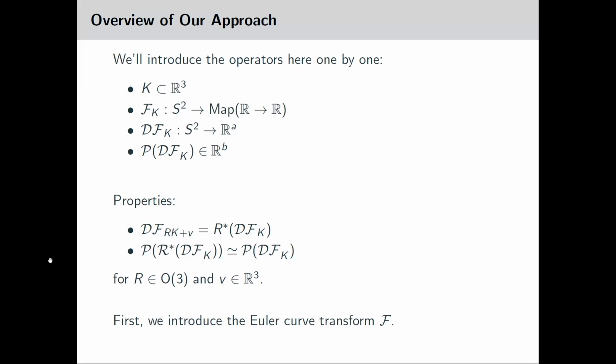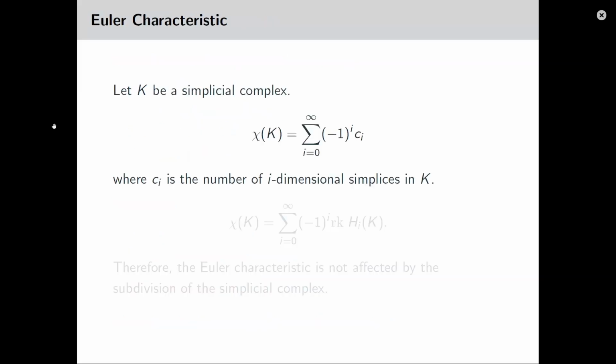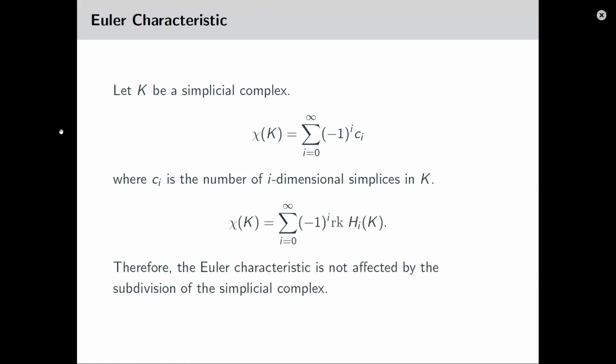First, I will discuss the operator F, which is called the Euler curve transform. To understand this transformation, we first need to understand the Euler characteristic. Let's remind ourselves of the definition of the Euler characteristic. Given a simplicial complex K, the Euler characteristic is defined as the alternating sum of the number of simplices. And as we know, the Euler characteristic is also equal to the alternating sum of the ranks of each homology group. Therefore, we know that the Euler characteristic of a simplicial complex is invariant under the subdivision of the complex.